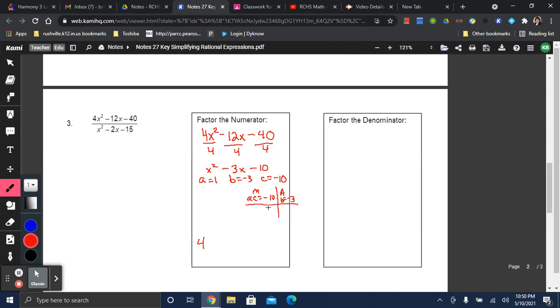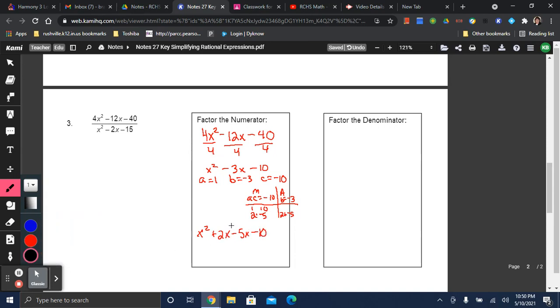And so my multipliers to 10 are 1 and 10, and 2 and 5. And if I make 5 negative, I'll get negative 10 when I multiply, and I'll get negative 3 when I add. So I'm going to erase this 4 down at the bottom. Go ahead and do my work. So I'll have x squared plus 2x minus 5x minus 10.